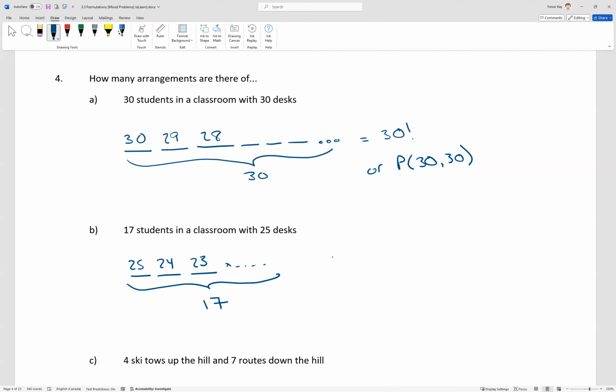So this is really just a permutation. There are 25 desks and 17 of them are being picked. And as far as the order mattering goes, it's not just which 17 desks are filled that matters, it's who's sitting in which one.